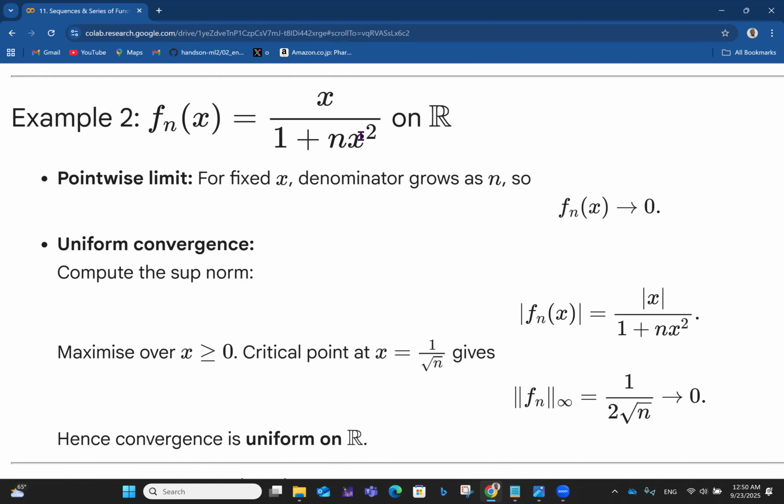Because if x is 1 over root n, and you square that, you have 1 over n, which cancels out, so you have 1 over 1 plus 1 down there. And x at the top is 1 over root n, all over 2. And that's why we have this 1 over 2 root n right here. And that approaches 0 as n approaches infinity. So we can say hence convergence is uniform on the real number line.